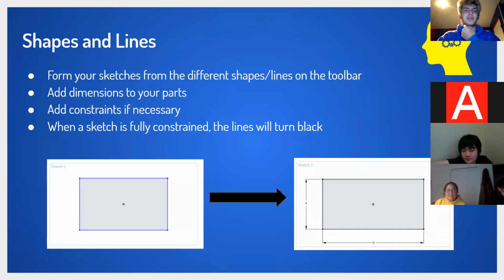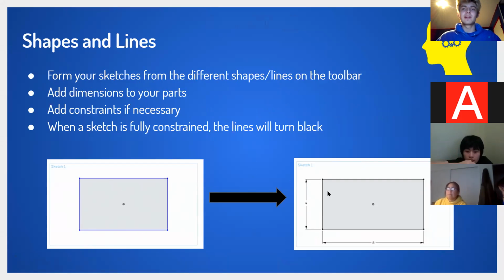Okay, the next thing is shapes and lines. You want to form your sketches from the different shapes and lines on the toolbar. You can add dimensions to your parts and constraints, and when the sketch is fully constrained, the lines will turn black. You see here in this picture, I just made a rectangle. I didn't add any dimensions. It doesn't know how big the rectangle is, so it's blue because it's undefined.